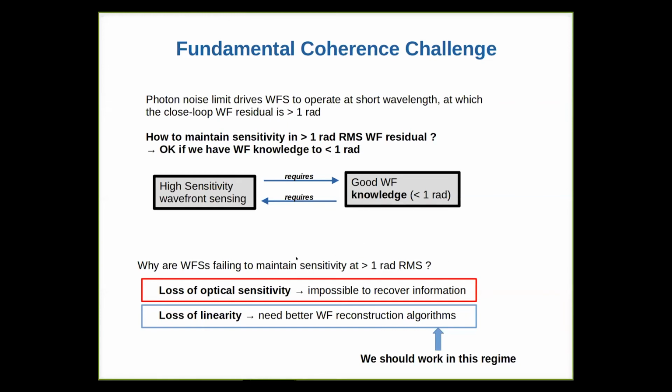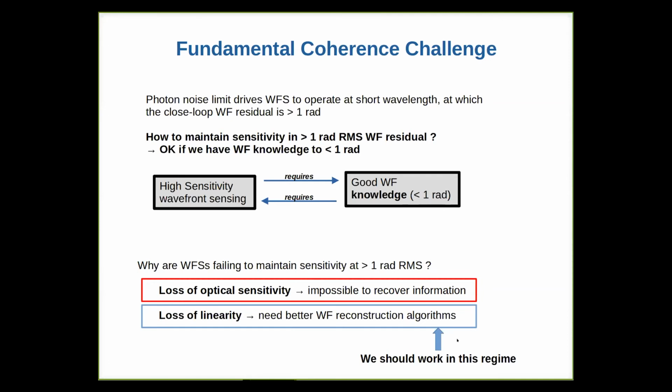There are two reasons why our wavefront sensor schemes fail to work at high sensitivity when we have a large level of aberration. The first one is a loss of optical sensitivity. And there's really nothing to do about this, except throwing away the wavefront sensor and building another one that's different. But there is another loss, which is a loss of linearity. Sometimes you still have optical sensitivity, but the signal is not linear. And then you need a better wavefront sensor reconstruction algorithm. That's what we should be focusing on moving forward in the future. And a lot of the talks that we just heard about are pushing exactly in that direction.